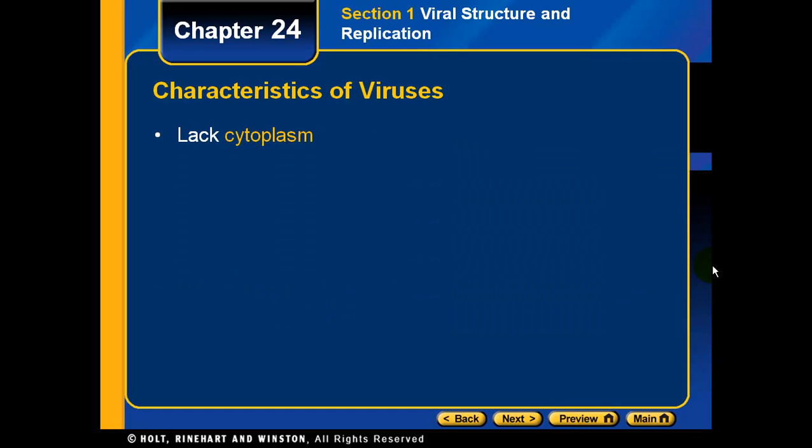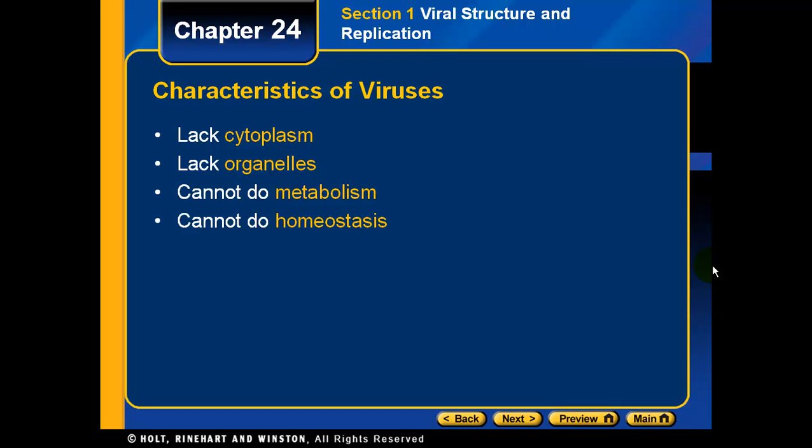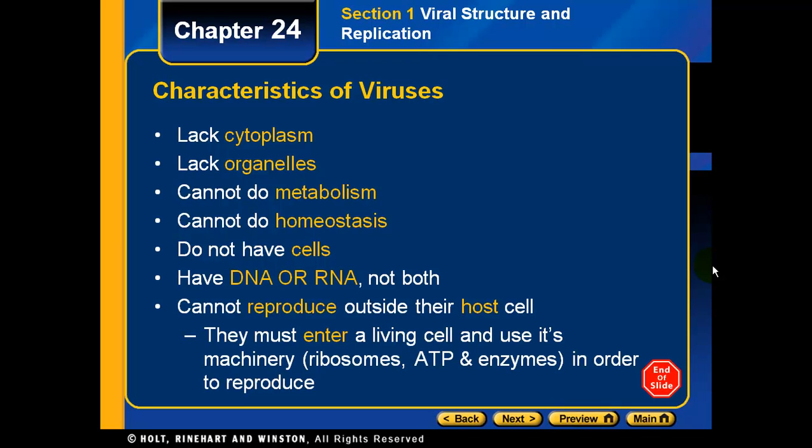These are the characteristics of viruses. Viruses do not have cytoplasm. They do not have organelles like ER, Golgi body, etc. They cannot do metabolism. They can't do homeostasis, and all of these are properties of life. They don't have cells. They do have, however, DNA or RNA. They don't have both, but they do have a nucleic acid. And they cannot reproduce on their own. They cannot reproduce unless they're in a host cell. They have to enter a living cell and use its machinery in order to reproduce.